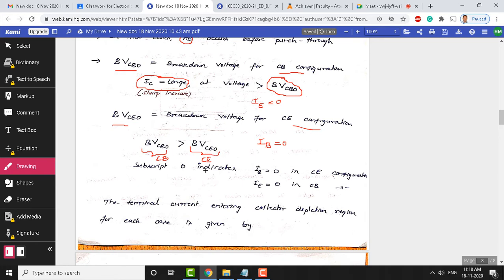The O subscript here indicates that the base current is 0 for common emitter configuration, that is what I told you here, and emitter current is 0 with reference to common base configuration. When we define this B times VCBO, this O subscript here indicates with reference to common base, the emitter current should be kept open circuit here. Emitter terminal should be kept open circuit here. So, under those conditions we define this breakdown voltage here. Okay.